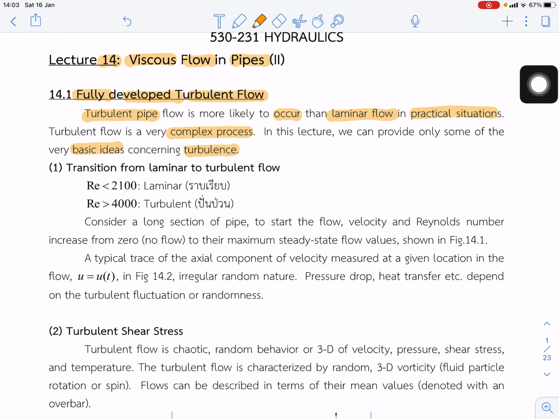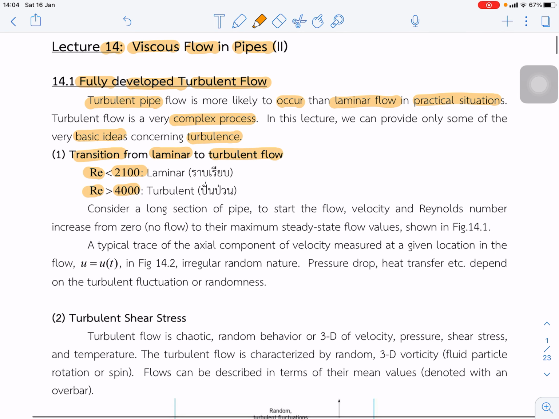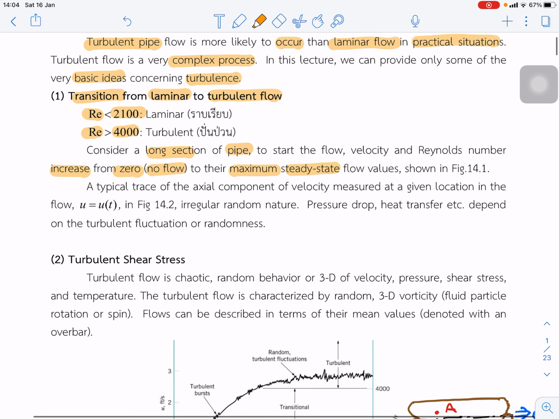For the transition from laminar to turbulent, we use the Reynolds number to classify: if the Reynolds number is less than 2100, it is laminar, and greater than 4000 is turbulent. If we consider a long section of pipe where flow starts, velocity and Reynolds number increase from no flow to the maximum steady state of flow, shown in the figure below.